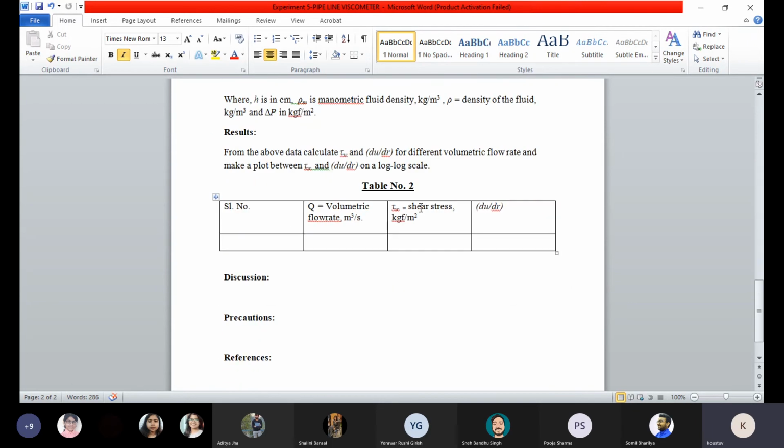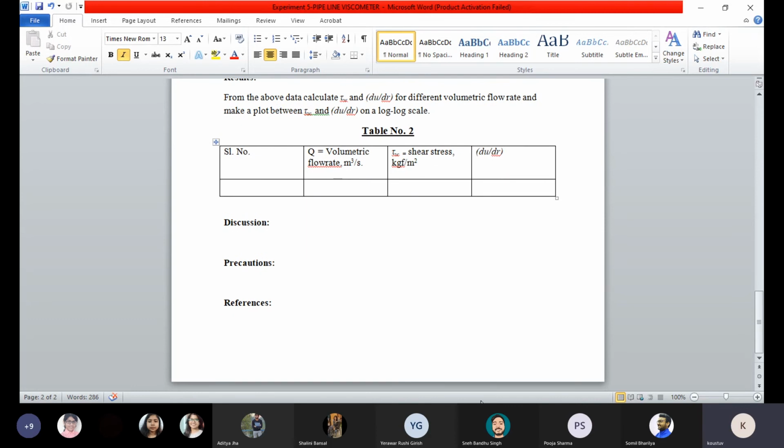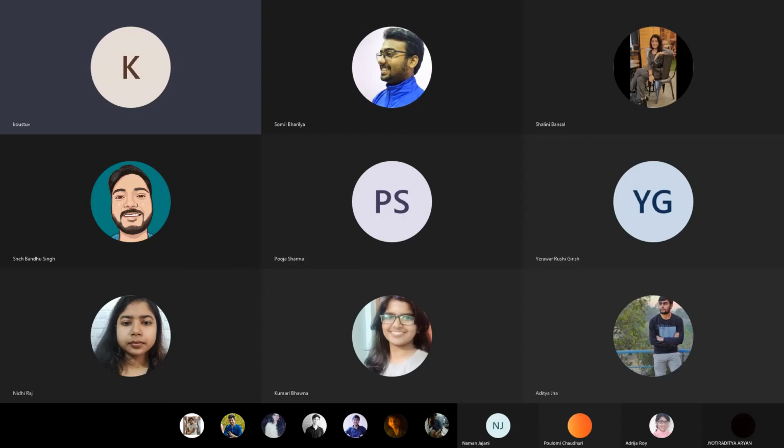And this is what you have to do, a different table. Okay, let me show you, not this observation table. Okay, let me find this one where the data actually are. I was confused with this. Pipeline Viscometer. Okay.